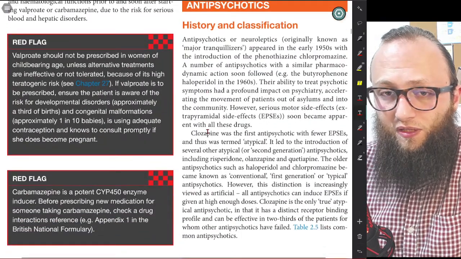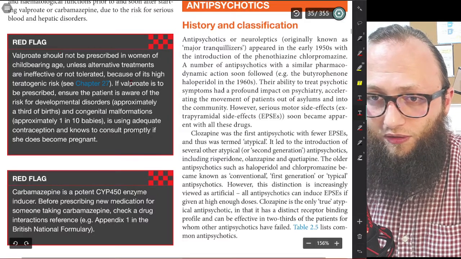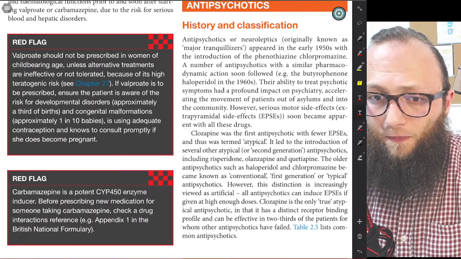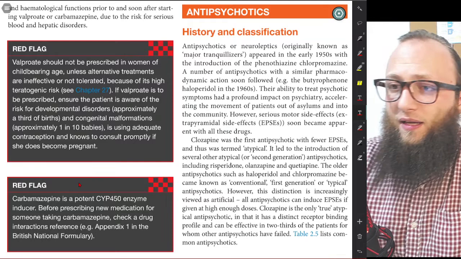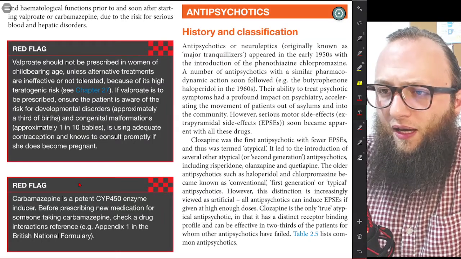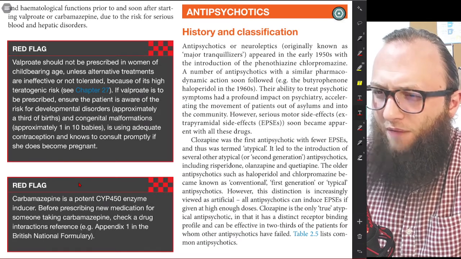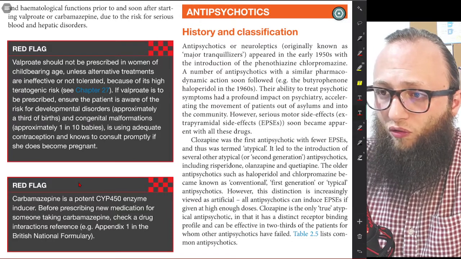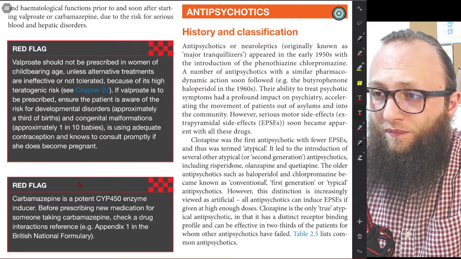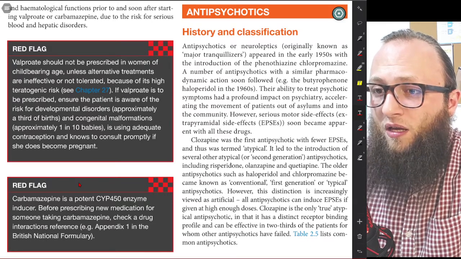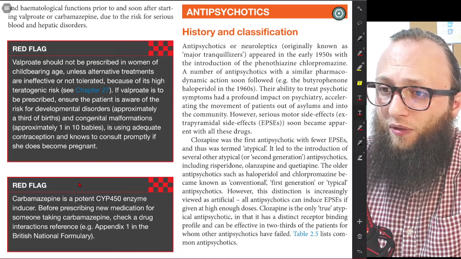And again, this is just a brief, quick review. What about antipsychotics? History and classification. Antipsychotics or neuroleptics, originally known as major tranquilizers, appeared in the early 1950s with the introduction of the phenothiazine chlorpromazine. A number of antipsychotics with a similar pharmacodynamic action soon followed.